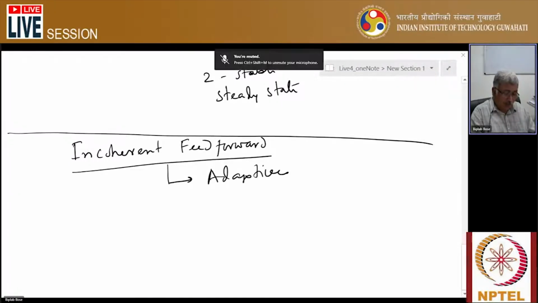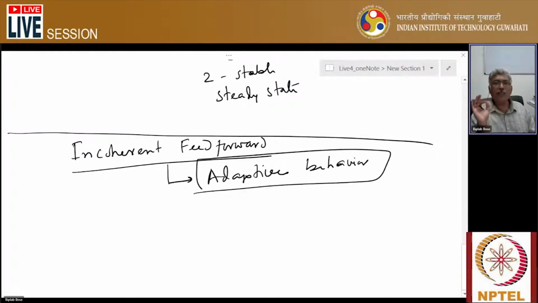So what you have to understand in this lecture, there is a lecture on adaptive behavior using incoherent feed-forward. What is adaptive behavior? That you have to understand clearly. And then you have to understand the structure of incoherent feed-forward, the property of that topology, the structure which gives rise to this adaptive behavior.